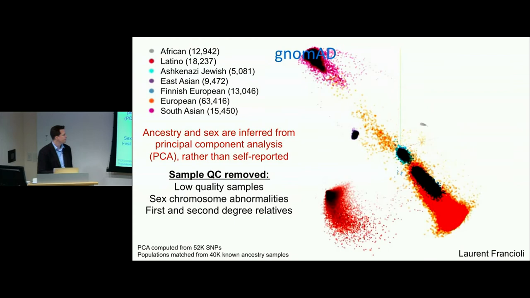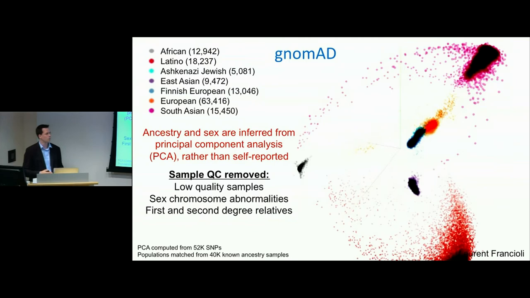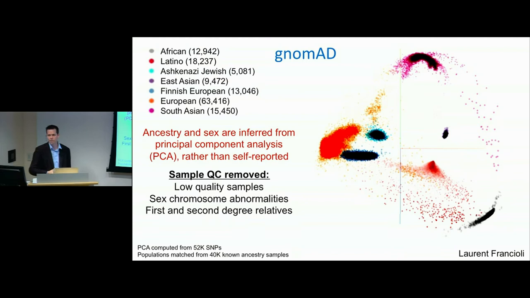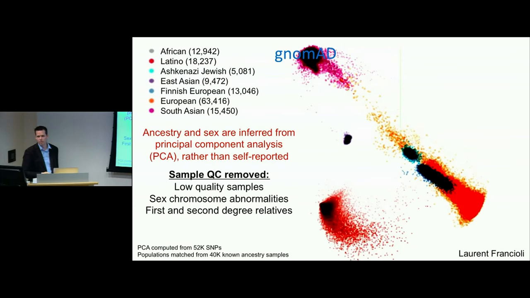I'm not going to go through the details here, but before getting to the point of generating this plot, the team spent a lot of time trying to figure out which samples to discard and which variants to discard, that is the very low quality samples and variants. In terms of sample QC, we got rid of any samples that appeared to have very low quality, any cases of sex chromosome abnormalities, because it was hard to call variants on the X and the Y chromosome, and we also spent quite a bit of time removing first and second degree relatives. To the extent that we can, from this data set, these individuals are unrelated and of relatively well-defined ancestry and sex.